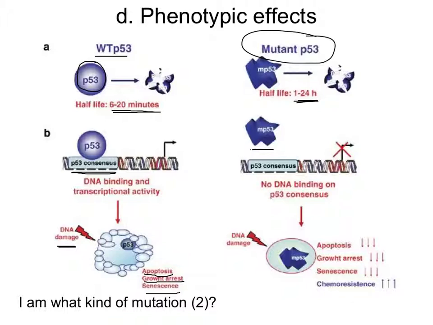And so what you see when you have this mutant form of P53 is you have reduced apoptosis, which means reduced programmed cell death, reduced ability to arrest cell growth, and reduced senescence. So in other words, what we see is uncontrolled cell growth. We also see increased chemoresistance. So these cells are somewhat altered in that they can resist killing by other chemical methods. This mutant form of P53 is associated with a lot of different cancers in the body.